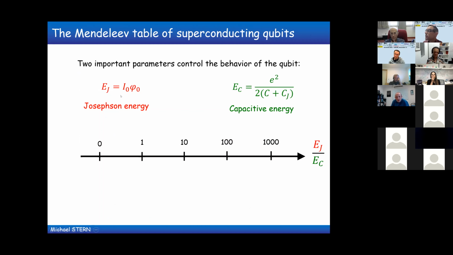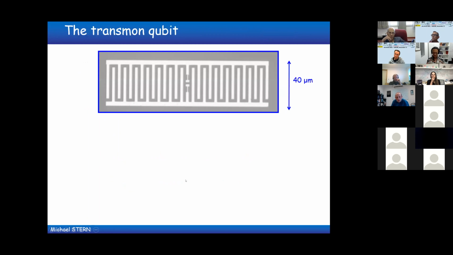So basically, you have two parameters: the so-called Josephson energy and the capacitive energy. According to the ratio between these two parameters, you define a kind of zoology of the qubits. You can be in a Cooper pair box regime, a transmon regime, a flux qubit regime, or a fluxonium regime. So I'm going to speak only about a few possibilities.